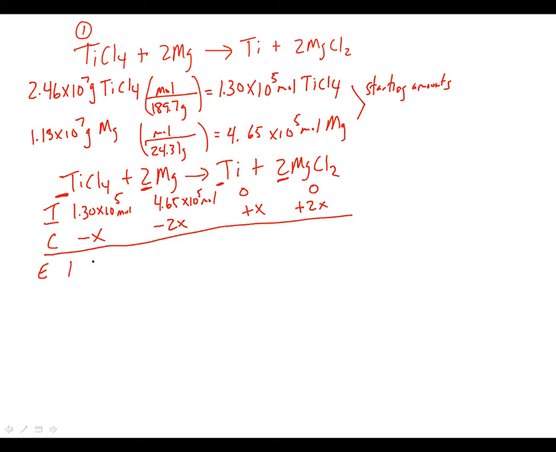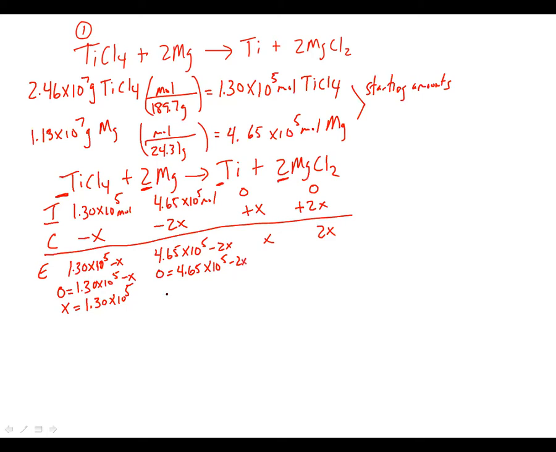So 1.3 times 10 to the 5th minus X, and 4.65 times 10 to the 5th minus 2X, with X and 2X in this case. At this point, like we talked about last time, we're going to figure out the limiting reagent by setting each of these equal to 0. So 0 would equal 1.3 times 10 to the 5 minus X, which means X equals 1.3 times 10 to the 5. We'll also set this one equal to 0, for our two reactants.